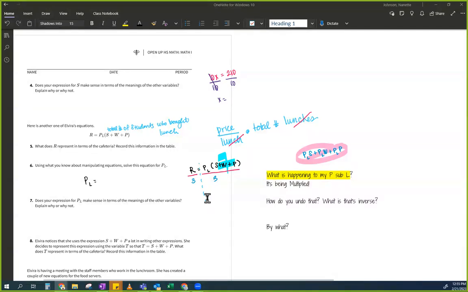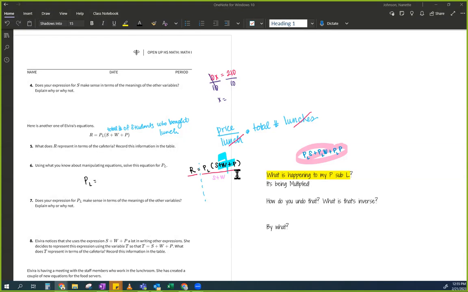Let me ask a different question. Who is with P sub L? On this side of the room, who's with P sub L? Yes, S plus W plus P is. Some of you said SWP and you didn't put pluses in there. No, you can't do that, because in order for those two to divide out, they have to be exactly the same. Does that make sense? So I'm going to divide by S plus W plus P.